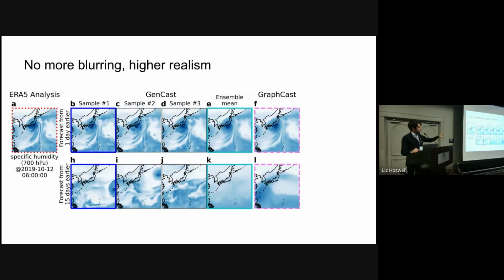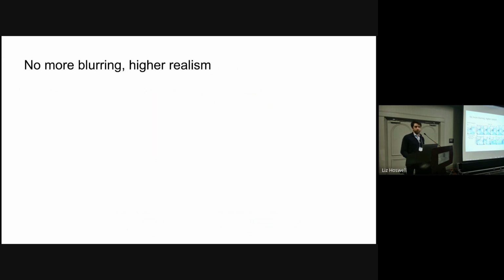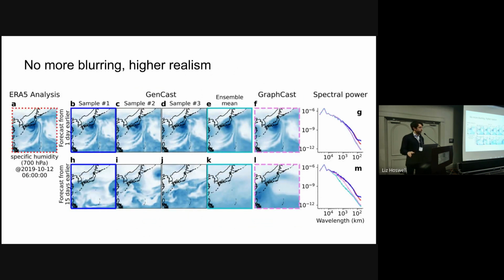Here you can see some images of Q700, I believe, on GenCast, and you can see that now we are able to output realistic samples at 0.25 degrees of resolution. They're no longer blurred even at 15 days. Of course, the ensemble mean is going to be very blurred, but each specific sample is not blurred. So if we look at the spectral power of GenCast versus GraphCast, you can see that it blurs much less, and it follows quite well the power spectra of ERA5.